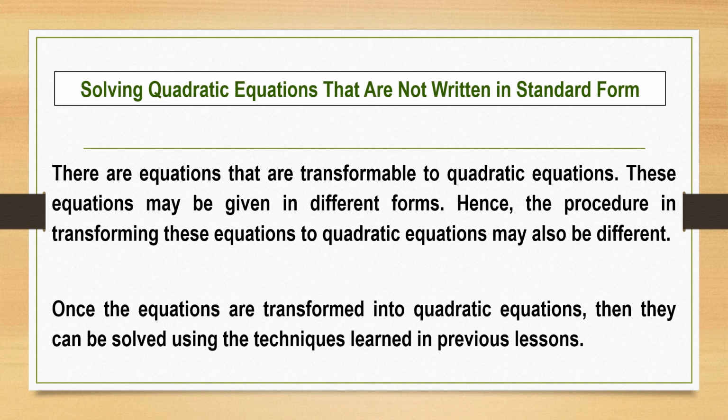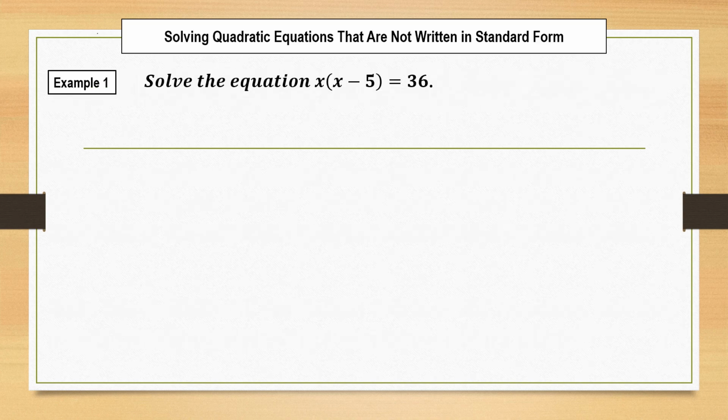Once the equations are transformed into quadratic equations, then they can be solved using the techniques learned in previous lessons, like extracting square root, factoring, completing the square, and using the quadratic formula. Okay, let's have an example. Solve the equation x times quantity x minus 5 is equal to 36.